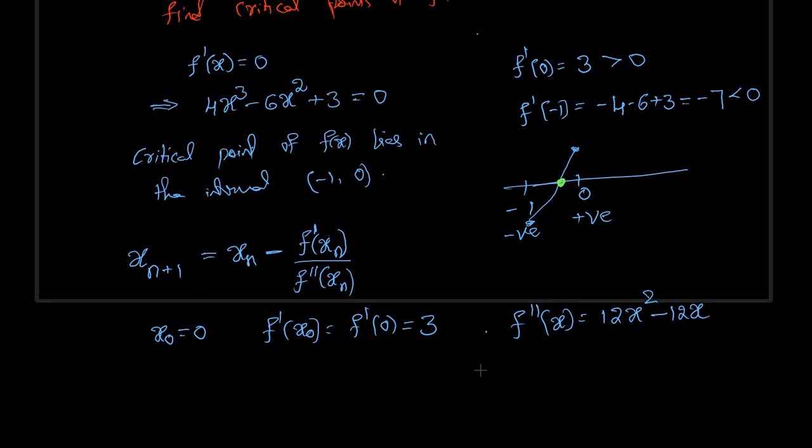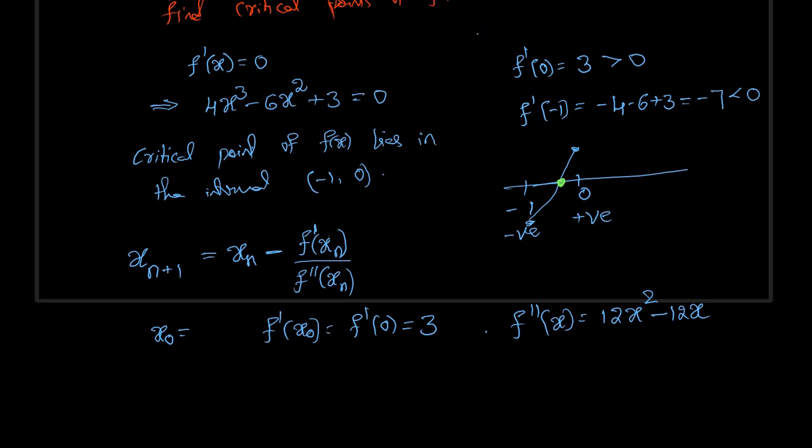I started with a function where I cannot apply Newton-Raphson method to it. Why? Because the second derivative is getting 0 at 0. So this is not a good initial approximation. So x0 equal to 0 doesn't work. Why? Because the second derivative is becoming 0.